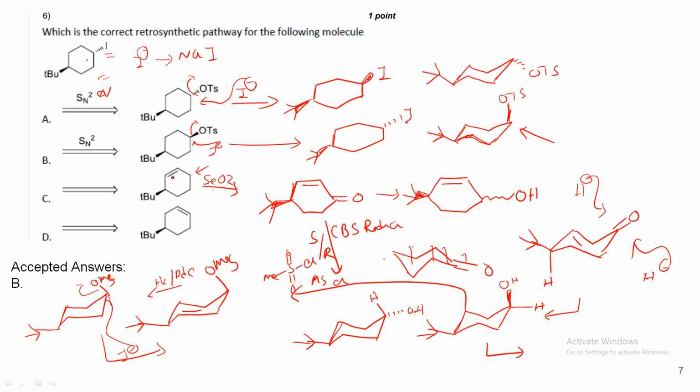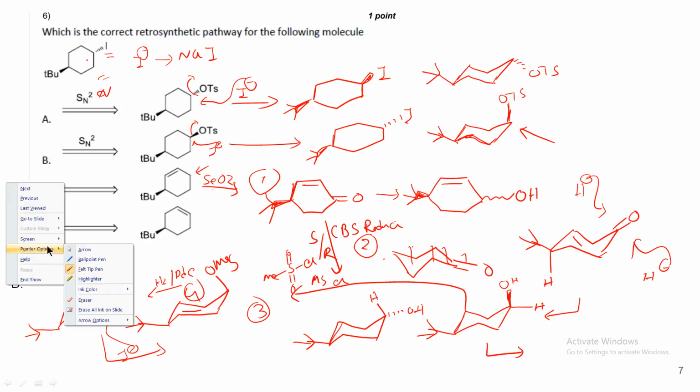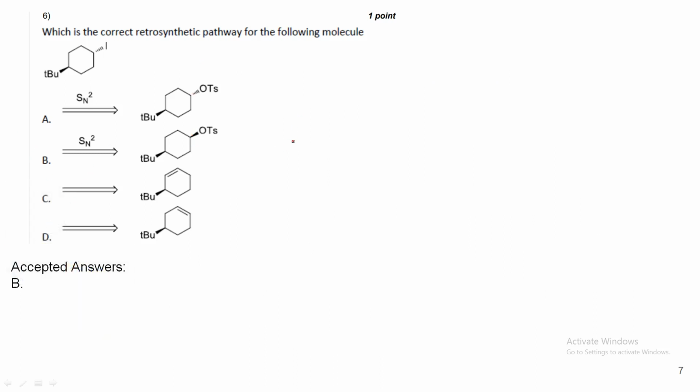So that's one of the ways for this kind of system, but you already see how long it would be. So one step, two step, three step, four step. If we want to do this particular transformation from this to this, it would require four steps, whereas simply we can do from here to here. So that's the advantage of choosing this retrosynthetic pathway B over C, because C would require many steps.